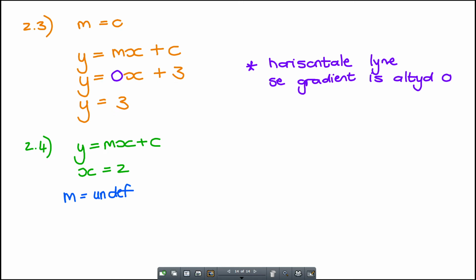Probeer nog of jy verstaan, julle, hierdie deel of nie? Do you guys get it? Okay. Goed, so onthou, skryf daar vir jou notaatjie ook, vertikale lyne, vertical lines. They have no gradient. It's undefined.